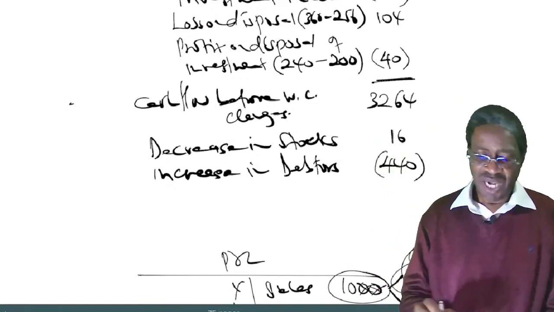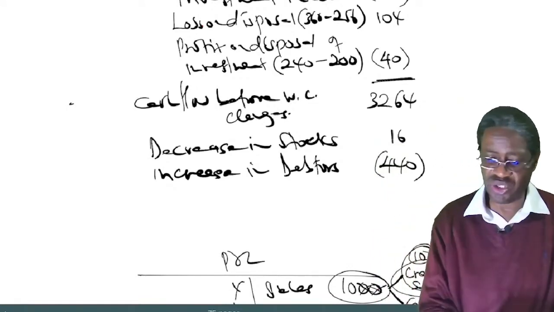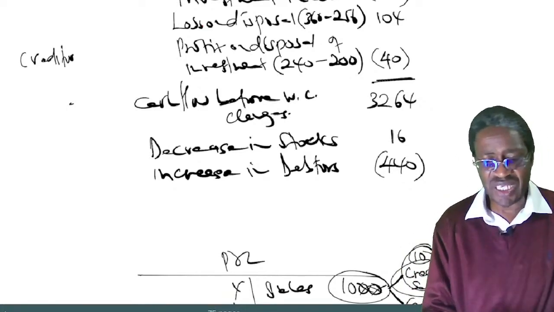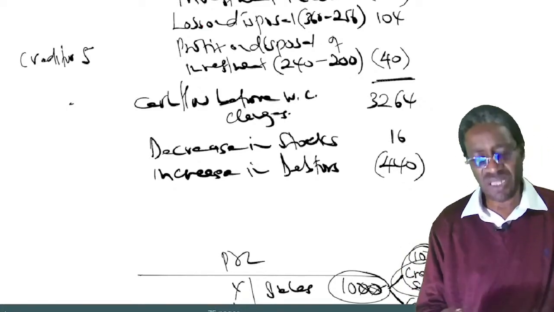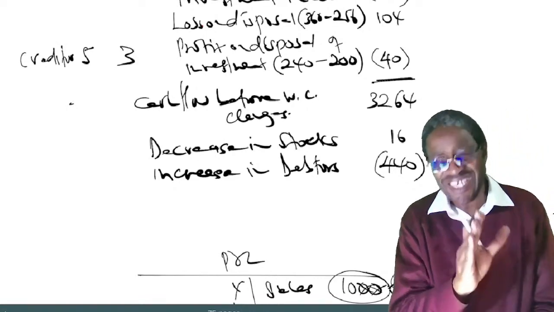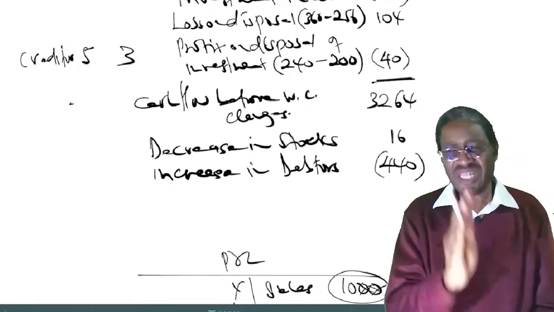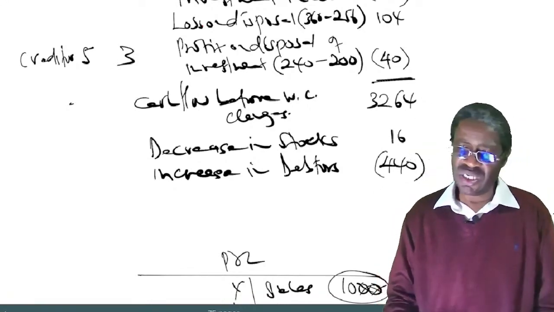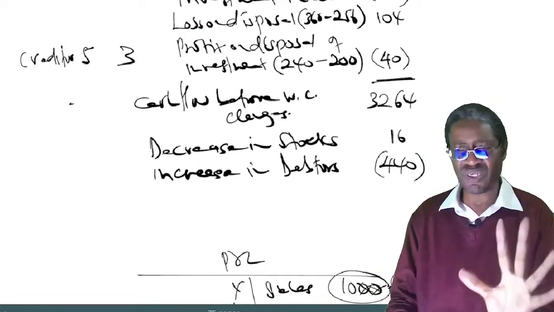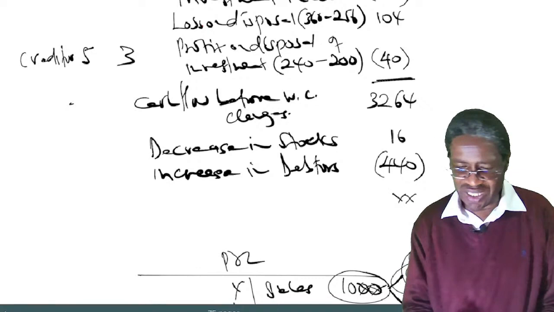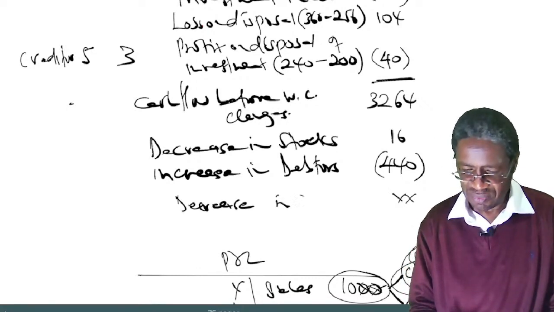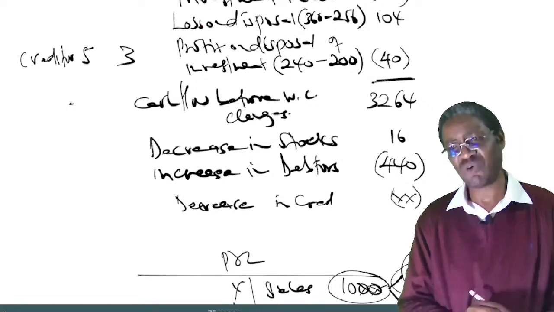Listen, I don't know about creditors, but look at it also this way. If creditors last year were 5 million, and this year the creditors are 3 million, then there was a decrease in creditors. And when creditors go down, you must have paid. That's obvious. So that one, I would put as an outflow. Don't write it, sir. If there was a decrease in creditors, it is obvious it's an outflow.